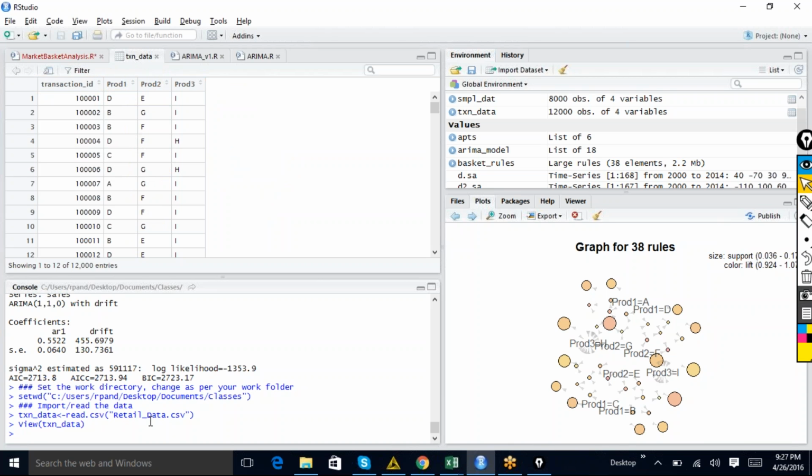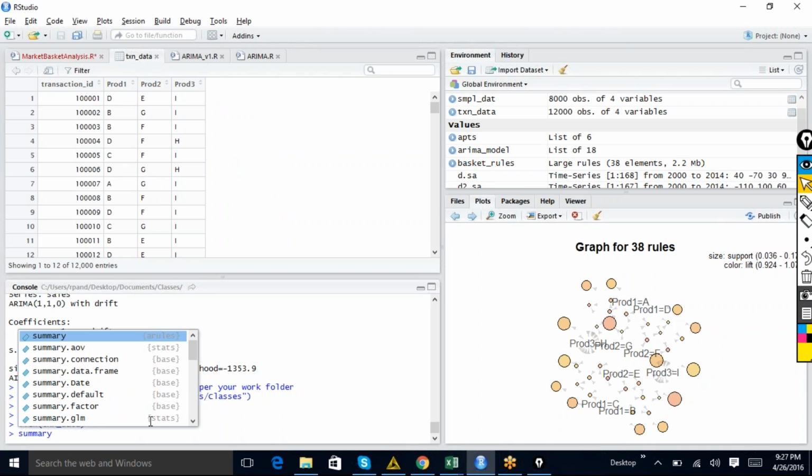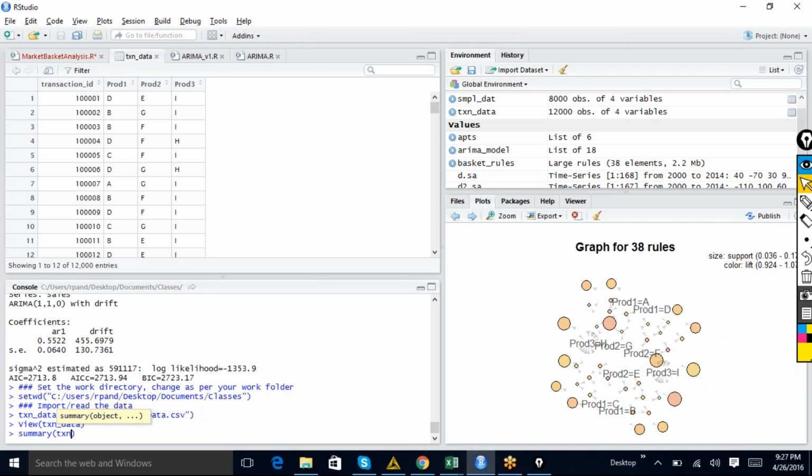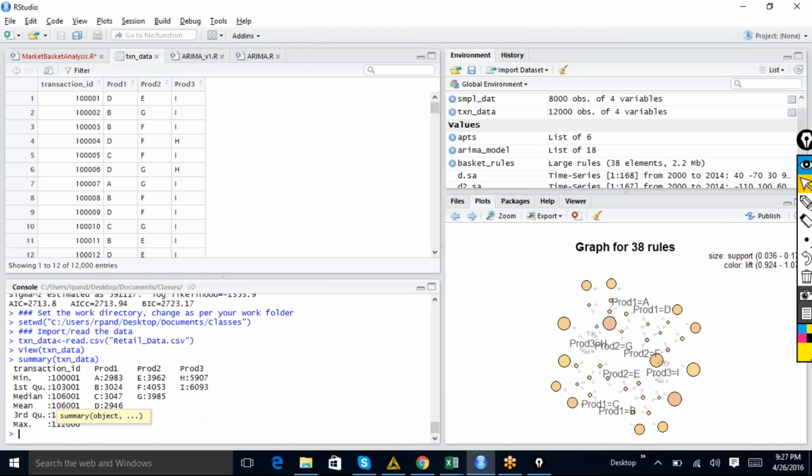If you want, you can actually do a quick summary of this data, and it will tell you exactly what we are looking at. For those of you who are a little bit comfortable with R, you can look at this table, and it will tell you very clearly that you are getting the entire view. So if I'm looking at product one, A was sold 2938 times, B was sold 3024 times, C was sold 3047, D was sold 2946, and so on and so forth.